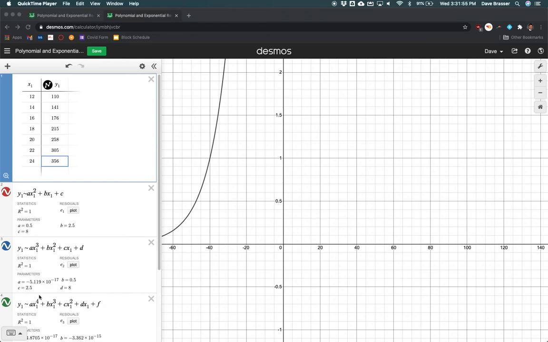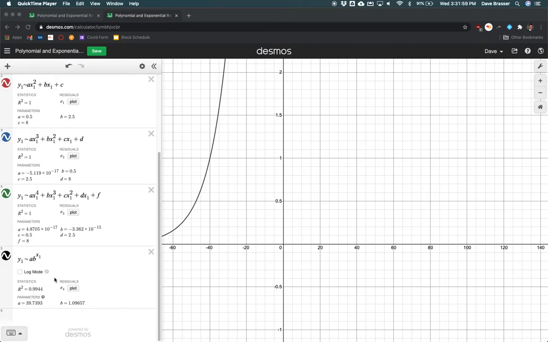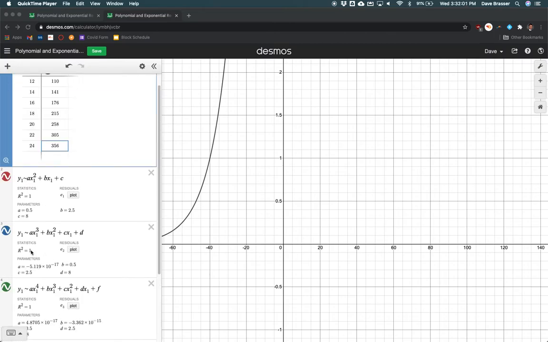You'll even see it shows what it would look like as a cubic, a quartic, and an exponential. It also shows that the cubic has an r squared of 1, which is really good. Look at that a value. That's negative 5.199 times 10 to the negative 17. That's stupid small. That's 0.000000519. Also, it's negative. But anyways, the quadratic is perfect. It's spot on. Let's write that down.